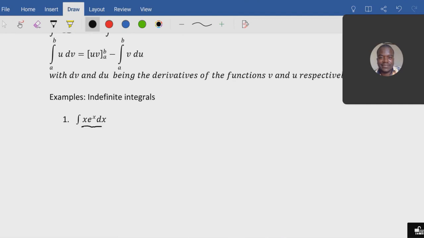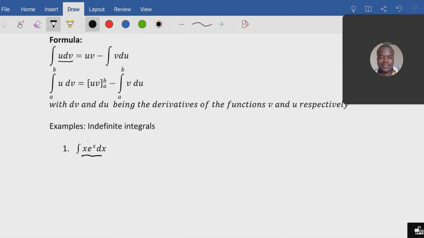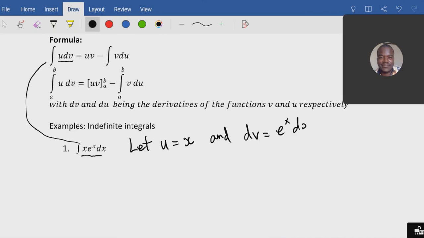If we look back at the formula and associate this example with it, we have to decide which function will be u and which function will be v. So for the sake of this example, let u be equal to x, and let dv be equal to e to the x dx. That would mean that our v will just be equal to e to the x, and our du will just be equal to dx.